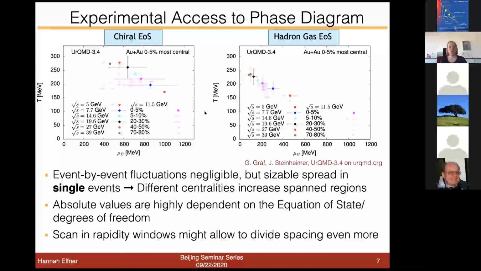So these values that we're used to talking about, temperatures and chemical potentials, are highly dependent, of course, on your equation of state. The actual physics is encoded in the density, so in the energy density that you actually propagate in your hydrodynamic evolution. But nevertheless, the main takeaway so far is that with heavy ion collisions, we can really span this phase diagram rather extensively, and we can look into those details, and hopefully really find out something about the features in the phase diagram.